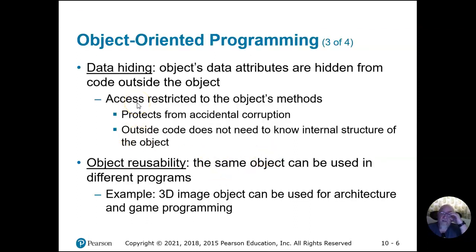Now, one of the nice things about classes and objects is we can do what's called data hiding. Those attributes that we have over here, well, we can hide those from the person calling that class. We don't want them to have direct access to that, because when you have direct access to that data, you can modify it outside of the class.